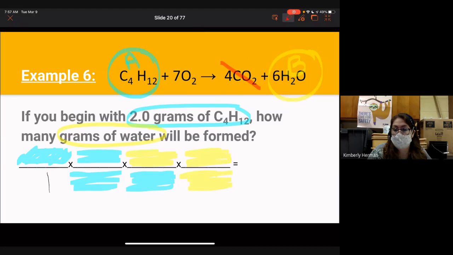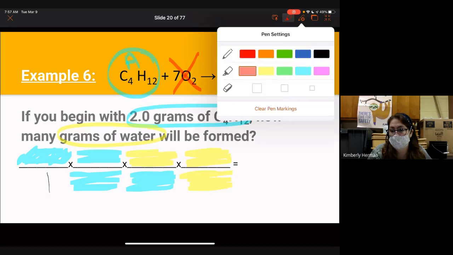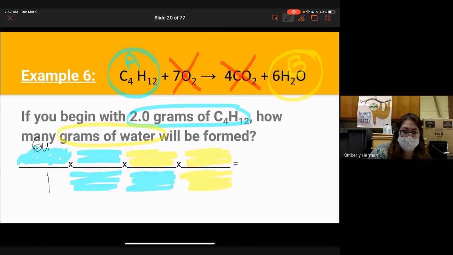Now we don't care that there are 4 CO2s or 7 O2s for this problem because we're only focusing on how much our hydrocarbon produces in our water. So remember, our given's going to go first. And we see that our given is 2.0 g of C4H12. So then we need to follow the units, and we'll see that grams goes on the bottom, and grams is always per 1 mole.